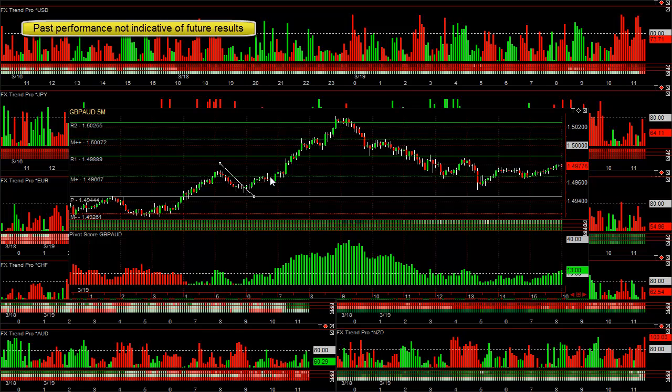You might have got out of your trade right here with a small 15-20 pip profit, bought again, got out during this sideways, and then bought the last one here. And if you bought this pullback here, more than likely you broke even or lost 5 or 6 pips. This should be released in the next week or two.